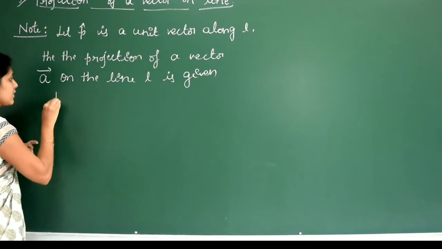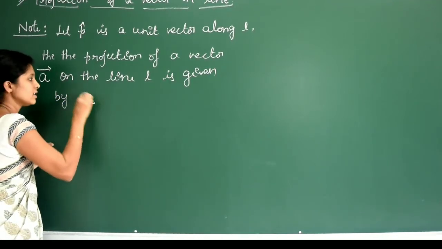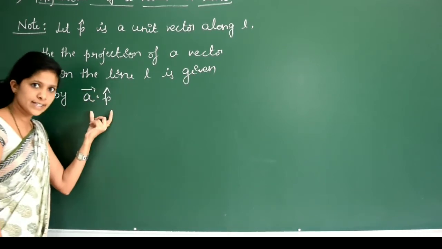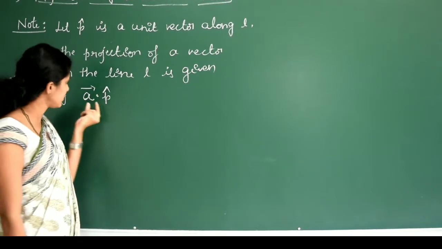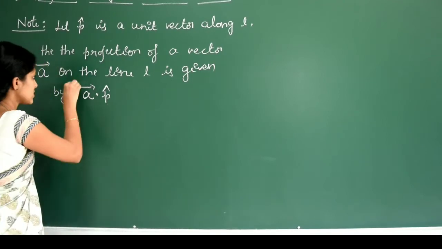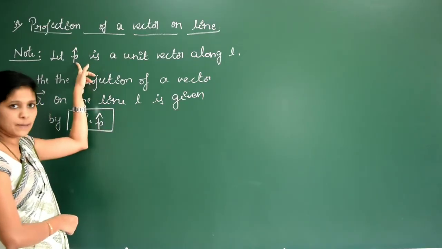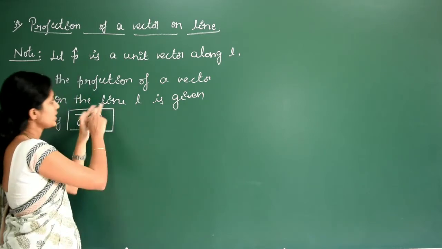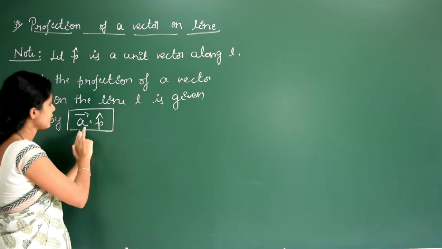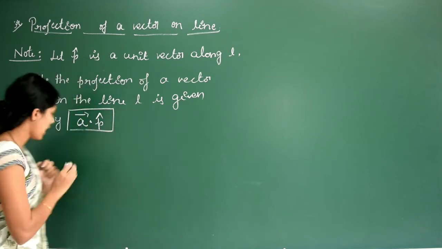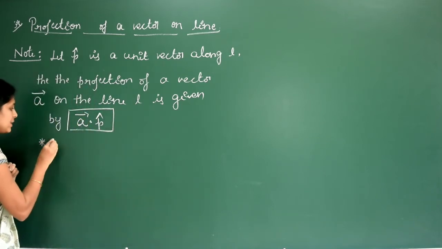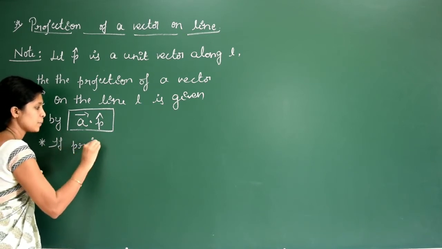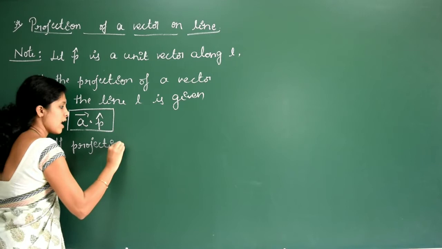A vector dot P cap. Is it clear? To find the projection of a vector, we need to multiply by P cap. That will be A vector dot P cap. So this is an important one. If P cap is a unit vector, then the projection of a vector A on a line L is given by A vector dot P cap.